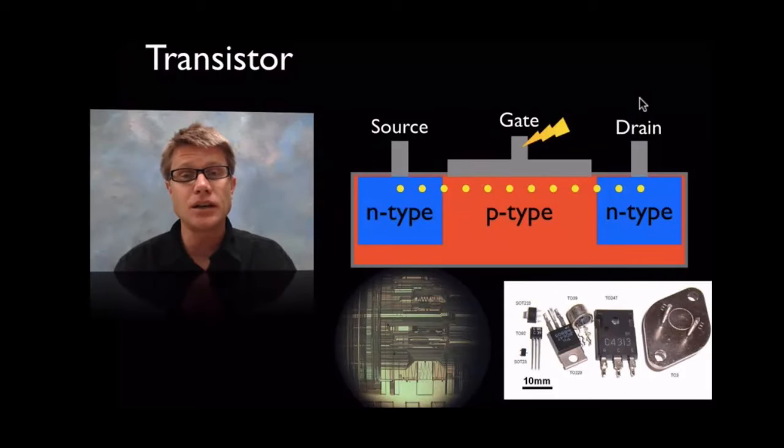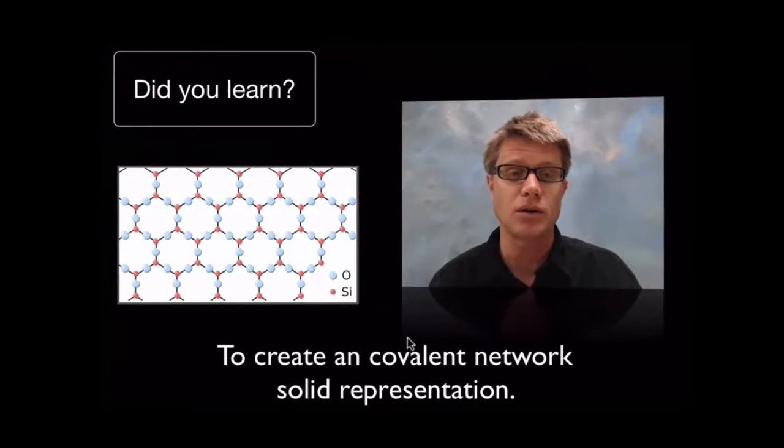And so what's amazing is we can make these things incredibly small. We call them solid-state transistors because they're made of solids. And so on a typical integrated circuit like you might have in a computer, there might be billions of transistors just on that one circuit. And so this is just application of that covalent network solid.